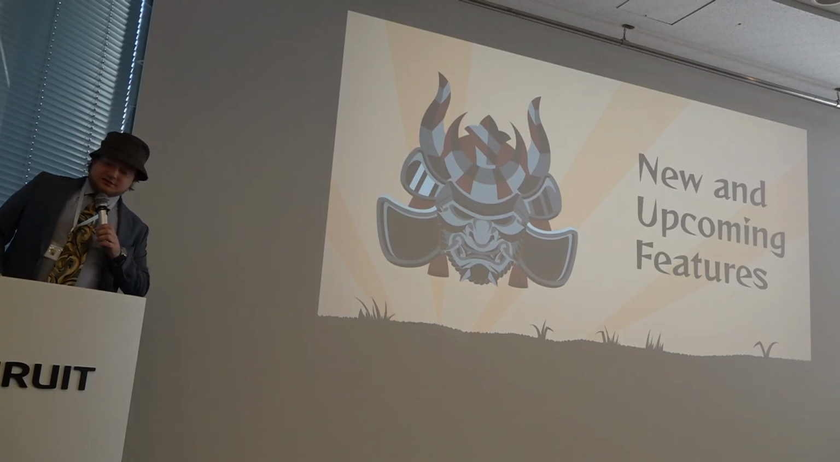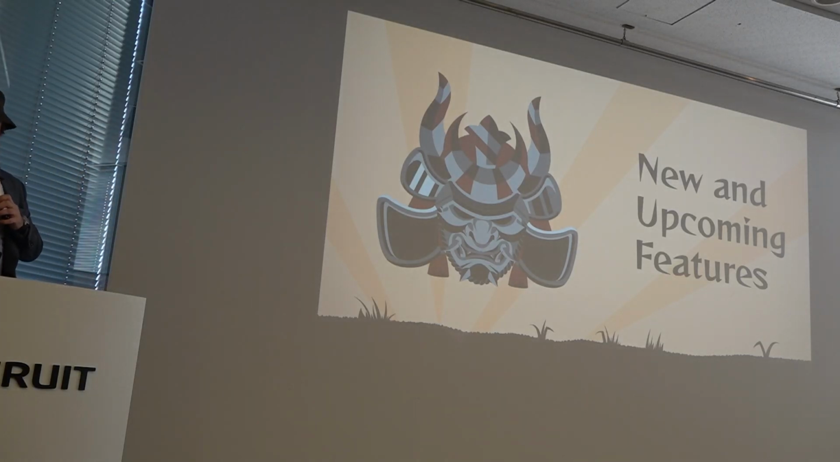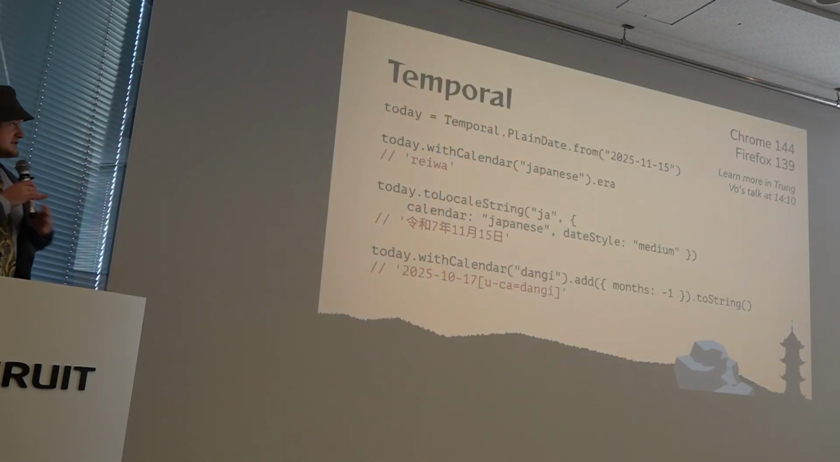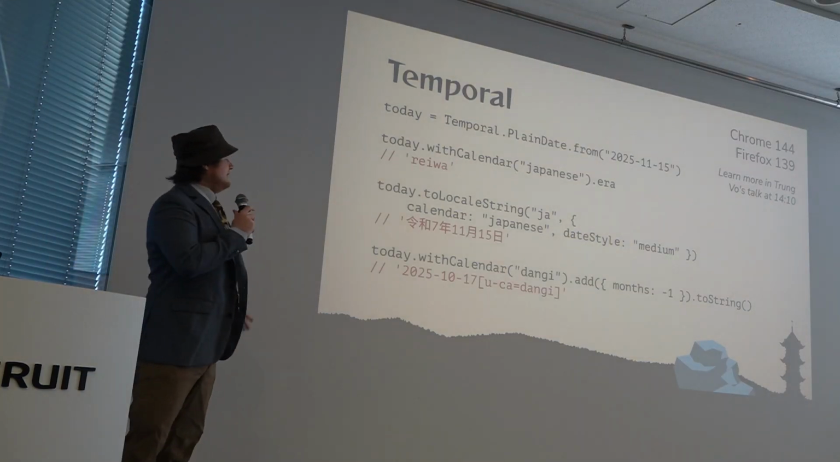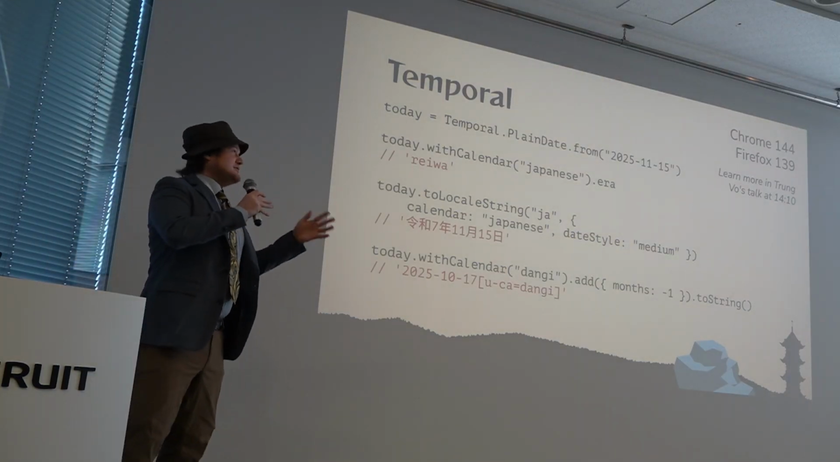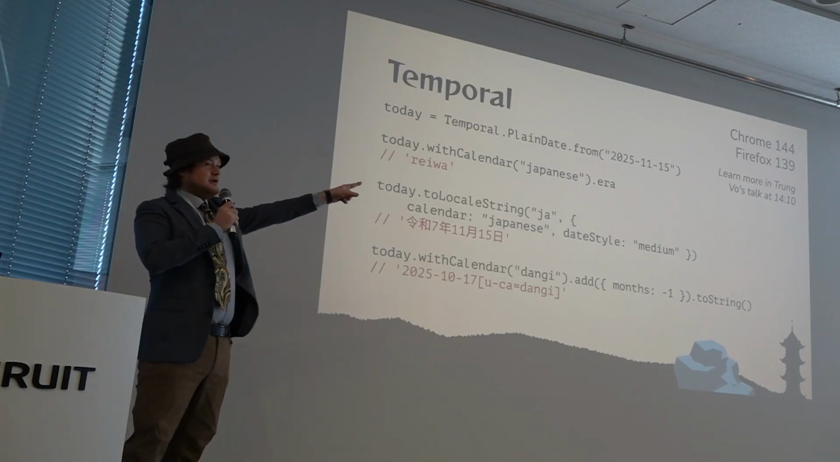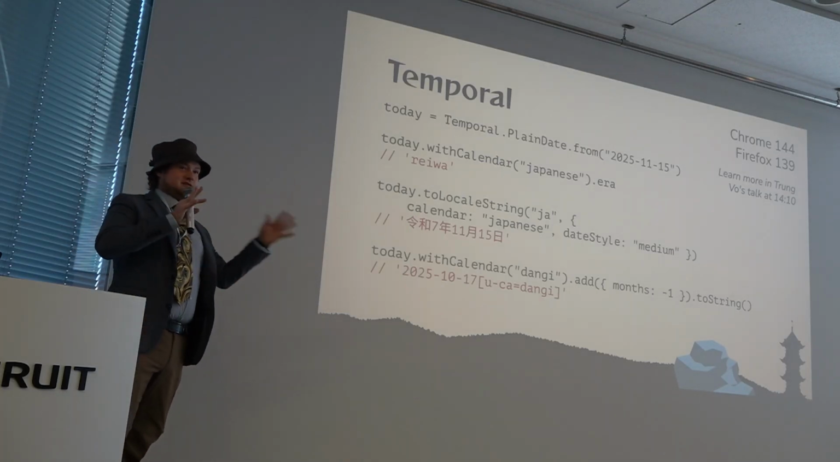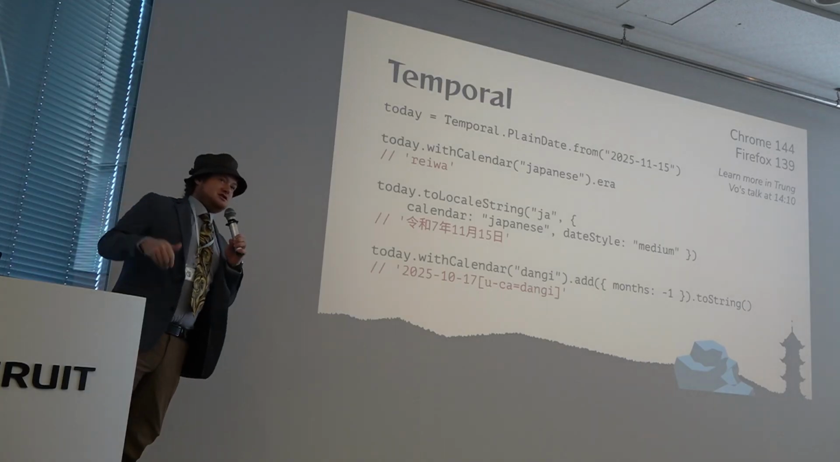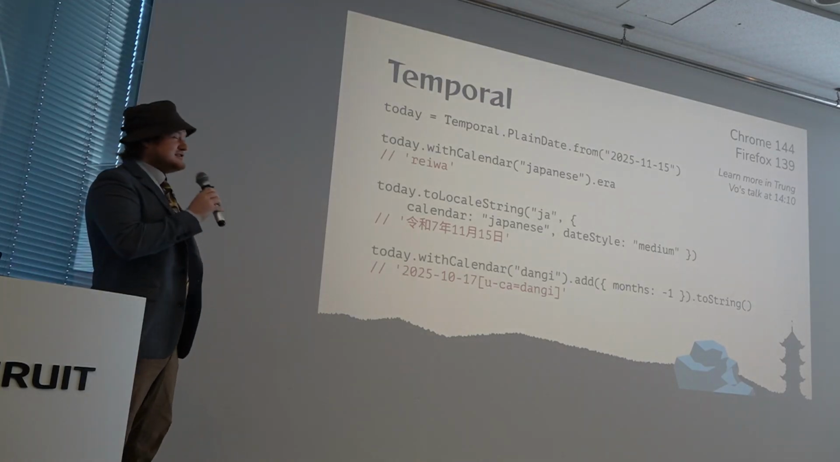Okay, so I'm going to spend the rest of this talk going through new and upcoming features. First, Temporal. You've probably seen this Temporal slide a lot of times, because it's like we keep saying Temporal is coming, Temporal is coming, Temporal is coming. It's coming in Chrome 144, which is currently the dev version of Chrome. I think it gets released as the stable version in January 2026, so that's actually coming close now.